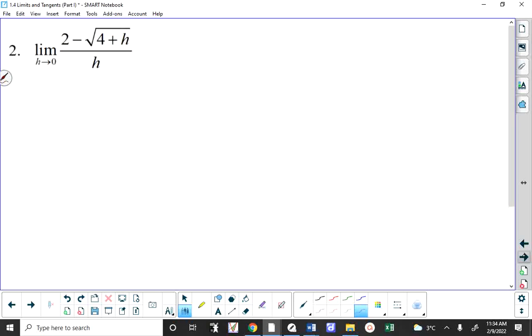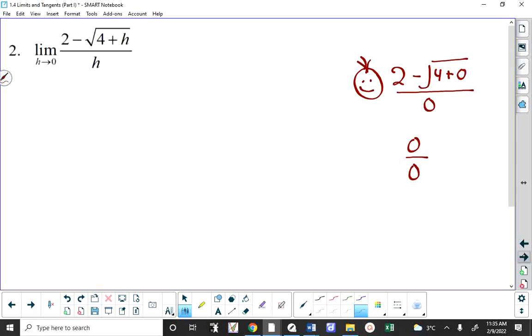The next question, if you put h equals 0 in, just as an exploration, you're going to get 2 minus root 4 plus 0 over 0. 4 plus 0 is 4. When I take the square root of 4, I get 2. 2 minus 2 is 0. So I end up with 0 over 0 here, which means I'm in the same boat that I was in question 1. And that boat is one where I have to use factoring and rationalizing in order to simplify this expression so that I can put h equals 0 in.